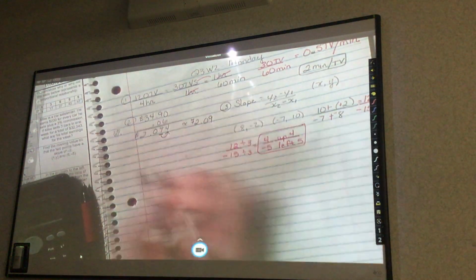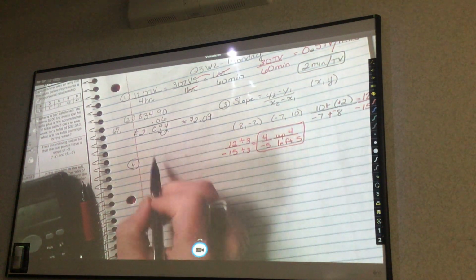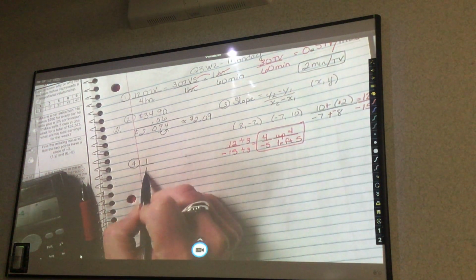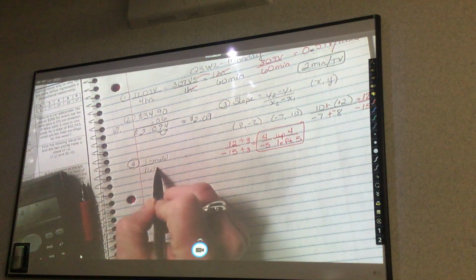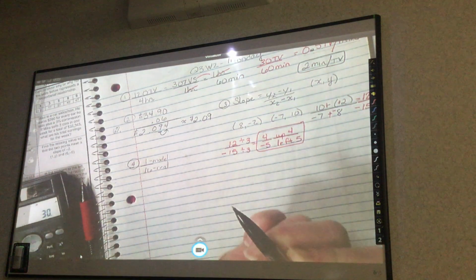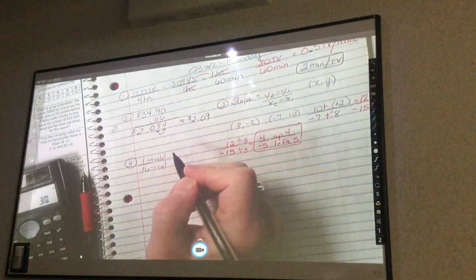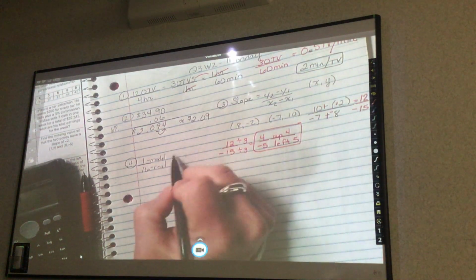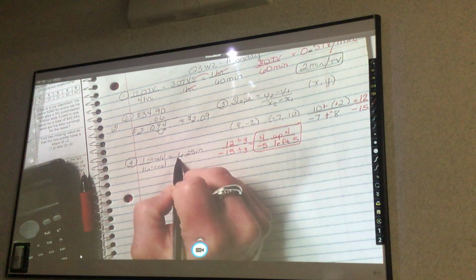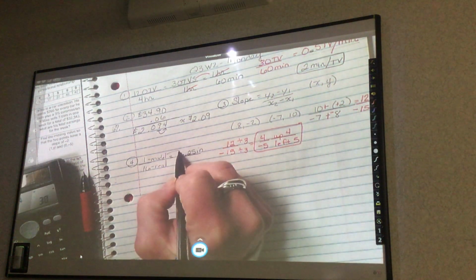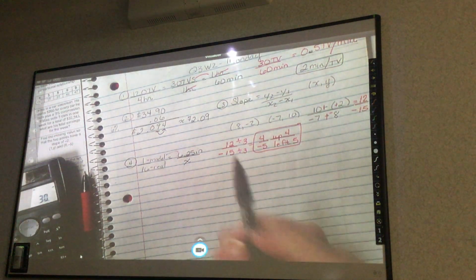Number 4: a ratio of a model car to a regular car is 1 to 16. So this is the model, and this would be the real one. Model is always on top. Your model or your scale is always on top. And it says the model is 6.25 inches. So model to model, I need to figure out what the real is, so I'm going to put an X there.